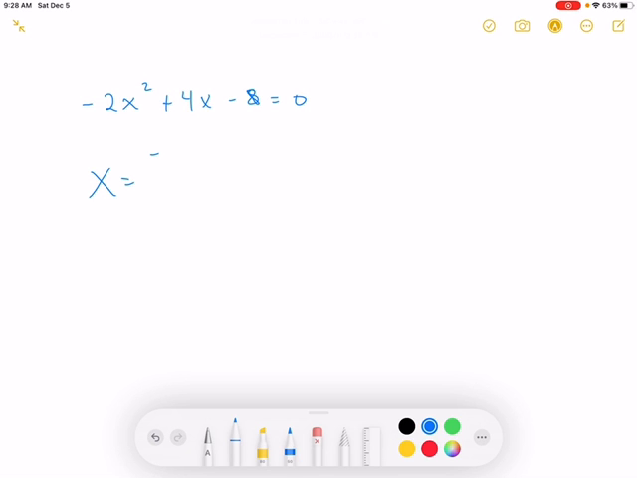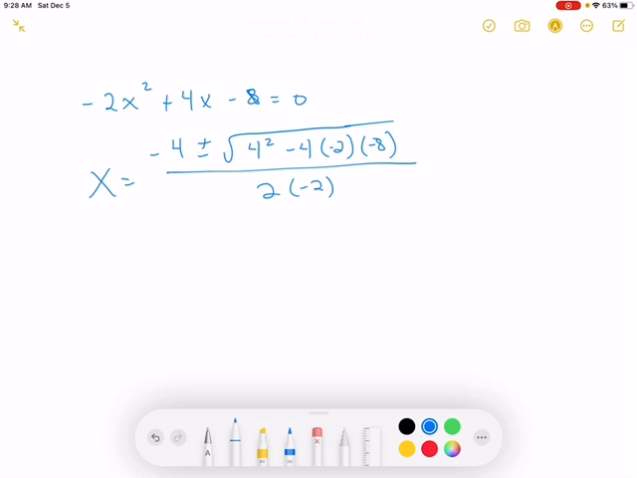Minus b plus or minus the square root of b squared minus 4 times a times c, all of this divided by 2 times a. Okay, so we have all this. You just go through the process and try to simplify as much as you can. That gives you 8. 8 times 8, -64. The sign is very important there.